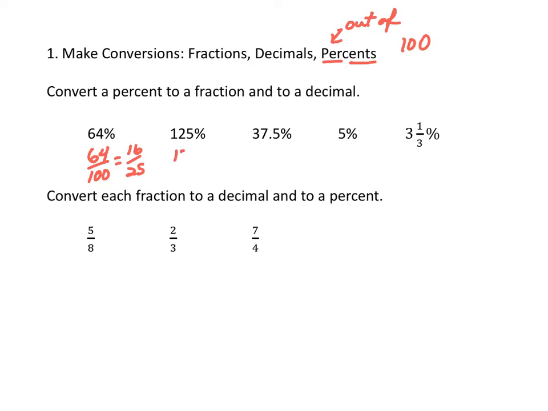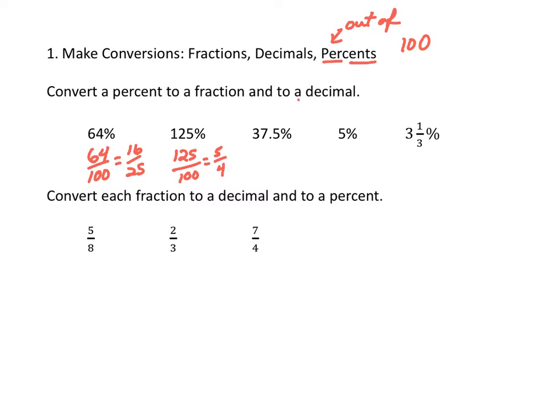125% is still 125 out of 100. Remember, it's out of 100. Even if it's more than 100%, it doesn't matter. It's still out of 100. So reducing that would give you, let's reduce by 25, so 5 out of 4. That's okay. If you divide 5 by 4, then you get 1.25.